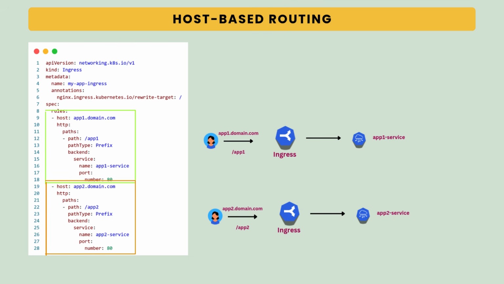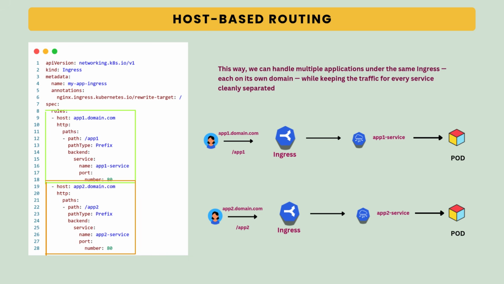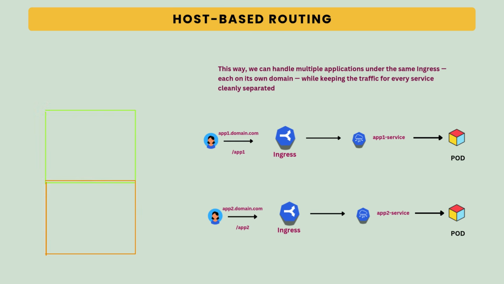After matching both the host and the path, the ingress forwards the traffic to the corresponding backend service, which then routes it to the right pod. This way, we can handle multiple applications under the same ingress and each on its own domain. Also, it keeps the traffic for every service cleanly separated.